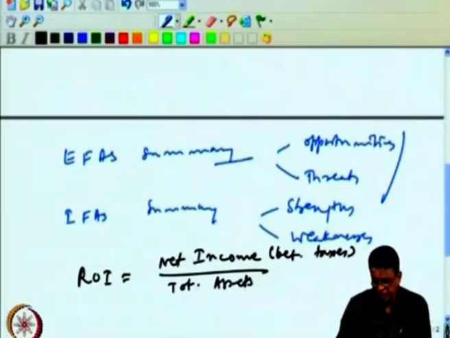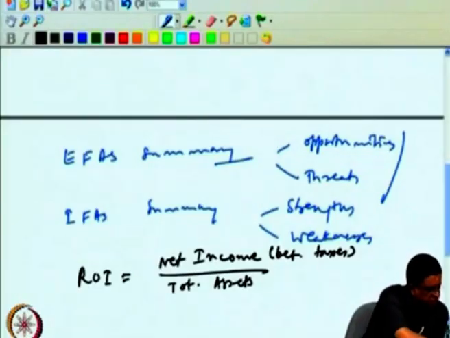ROI is net income before taxes divided by total assets. Similarly, what does this ROI give you? This is the question which you have to answer.